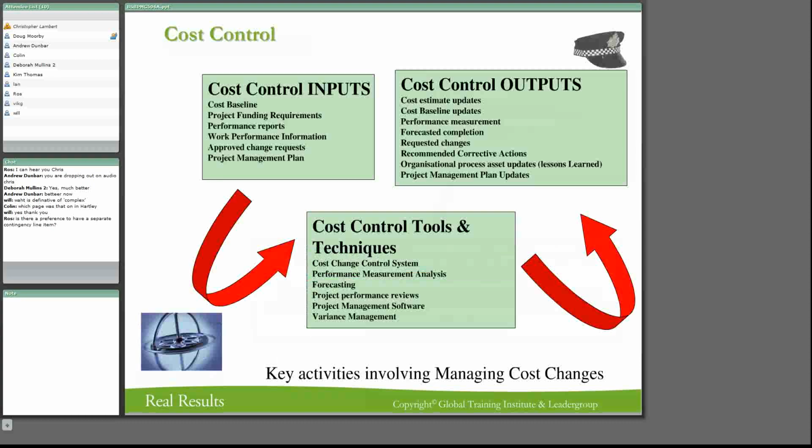Okay, your first one is your cost baseline. That's now your input to controlling your costs. And your project funding requirements, that's going to show you your cash flow and your performance reports. And you're going to get your approved change requests and your project management plan. So those are your inputs for that. All right. Some of your cost techniques now.